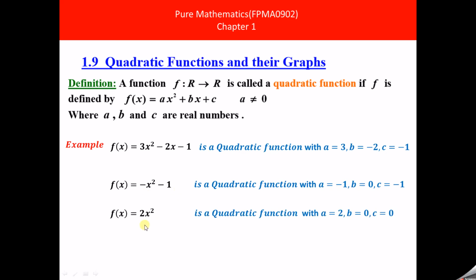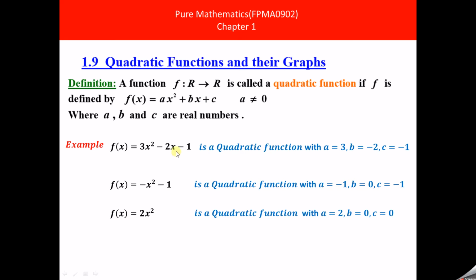Let us go to another equation, f(x) = 2x². It has only an x² term, no x term, no constant term. Is it a quadratic equation? Yes, it is, because if we compare with the standard equation, the x² coefficient a is 2, which is non-zero. And what about the x coefficient? Since there is no x term here, the x coefficient is 0. And c is also 0 because there is no constant term. So this is again a quadratic equation with a equal to 2, which is non-zero, b equal to 0, and c equal to 0.